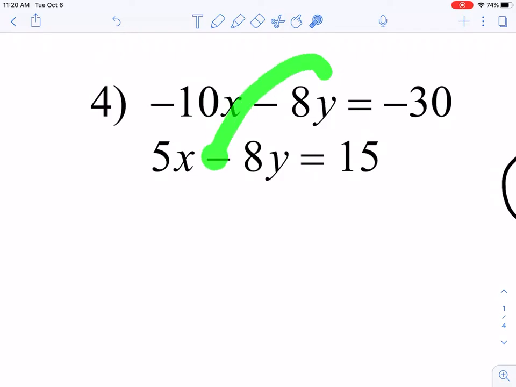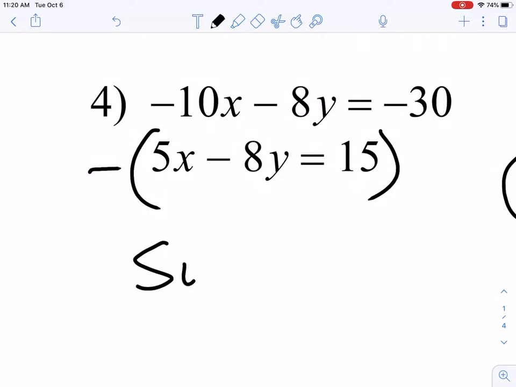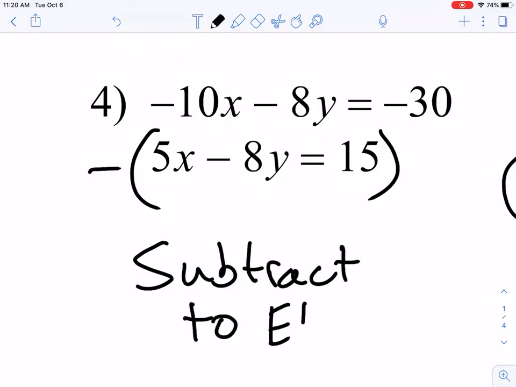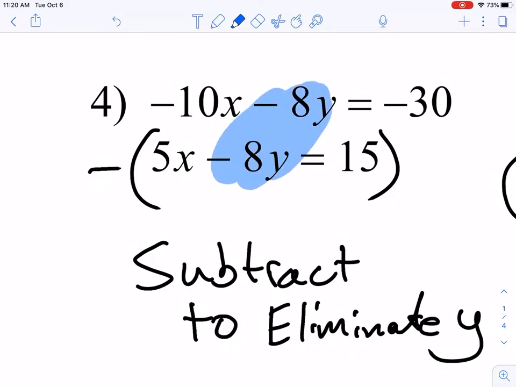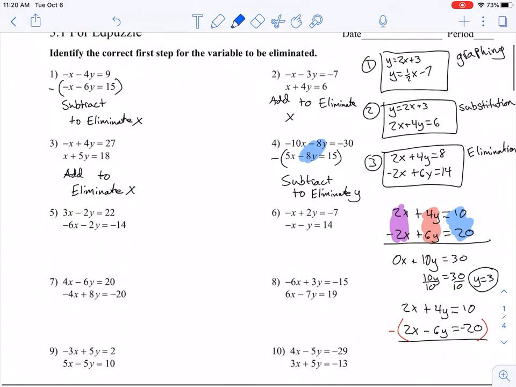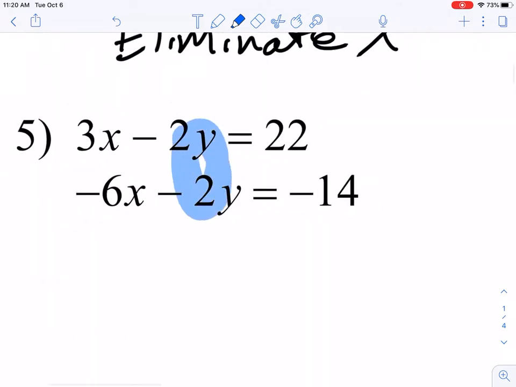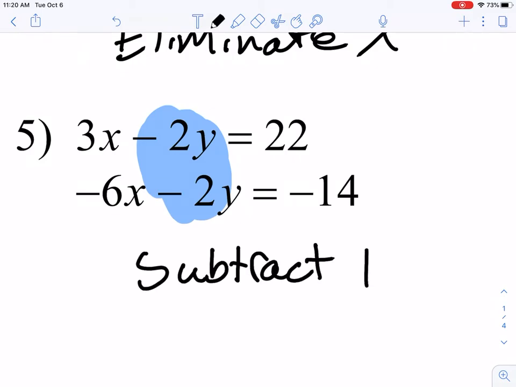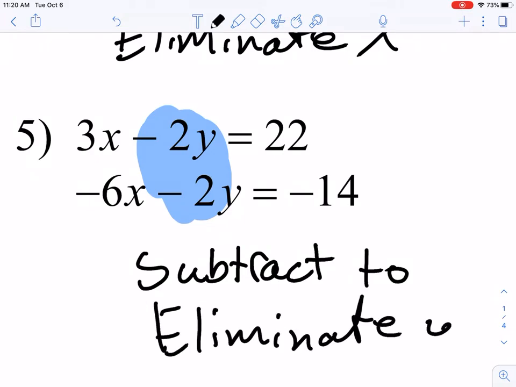Here, we have the same sign, so we would need to subtract our bottom equation. So we would subtract to eliminate y. In this one, our y's would go away, but we would have to subtract because that would change the sign so they cancel. So again, here's my same numbers. I have the same sign, so it's going to need to subtract to eliminate y.